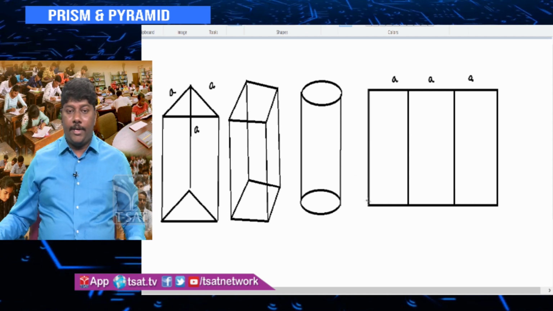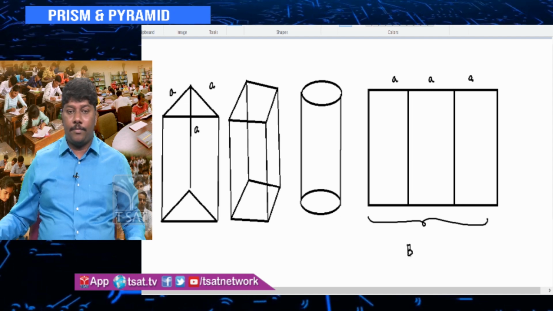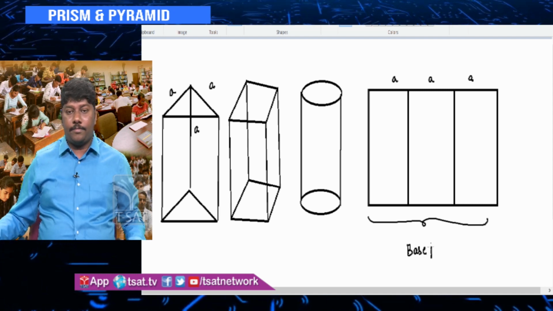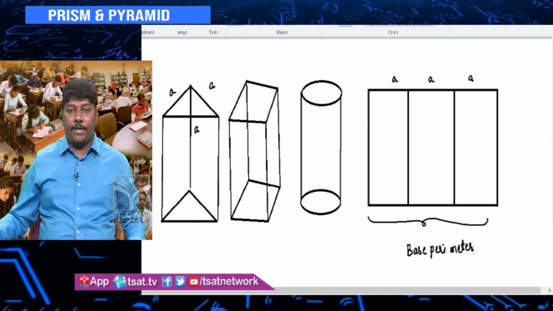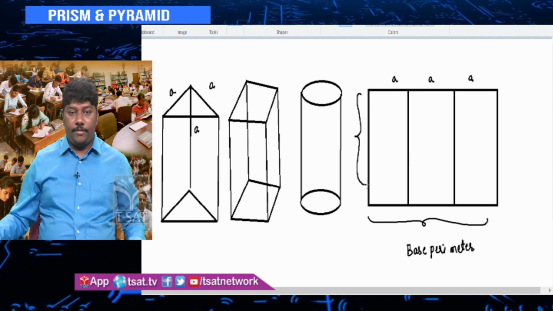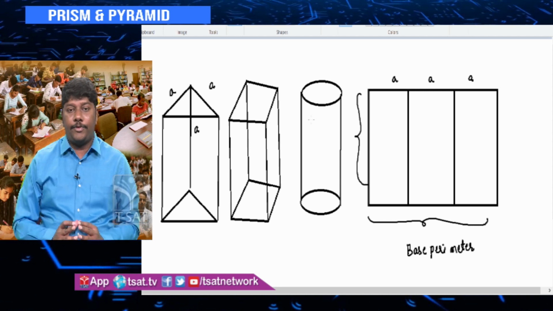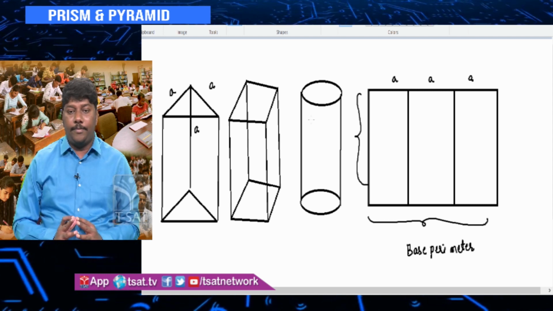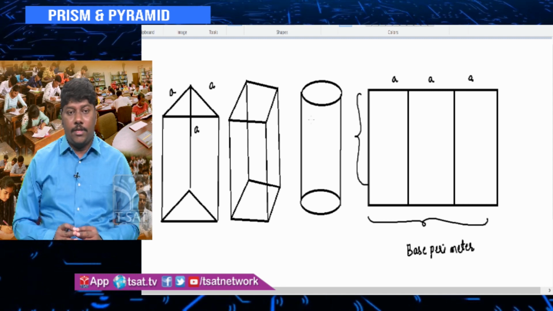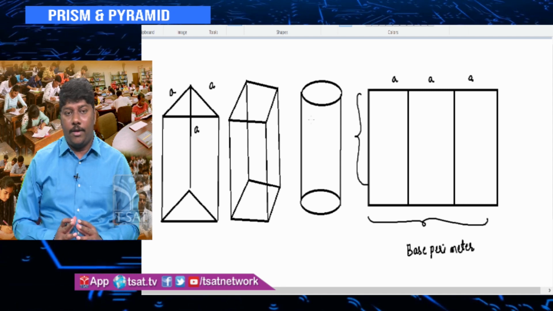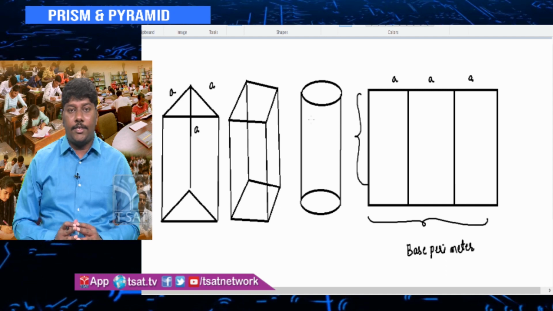So ultimately, for this rectangle, the length of the rectangle becomes the base perimeter. The height of this rectangle becomes the height of the prism given. So I have taken a triangle here, so I have opened it up. So I'll get a base perimeter, meaning the triangular perimeter, and height is the height of the prism. So if I open it up, I'll find the lateral surface area. So this rectangular surface is nothing but the lateral surface area.